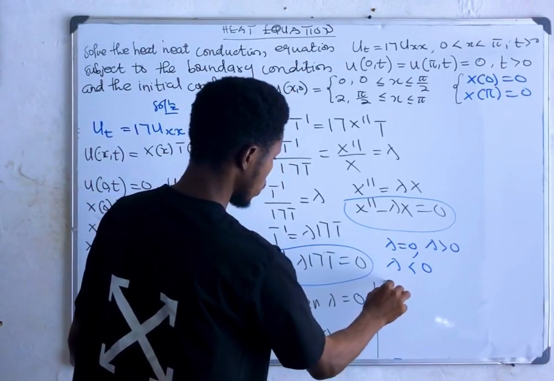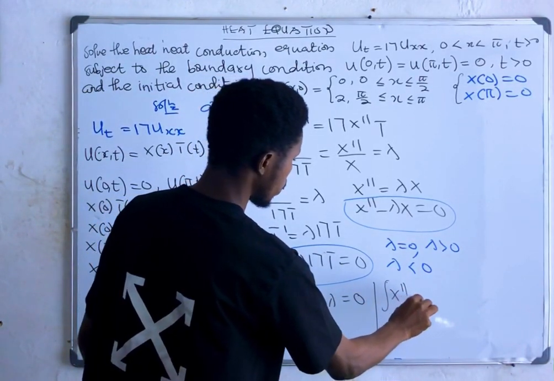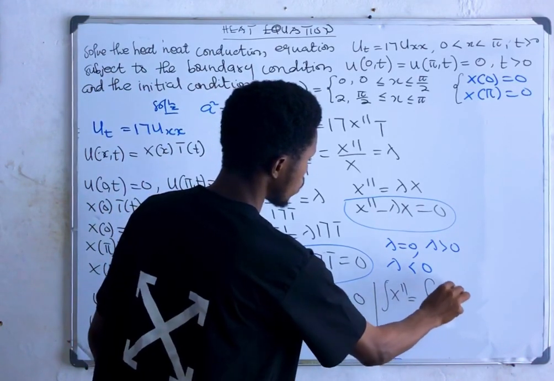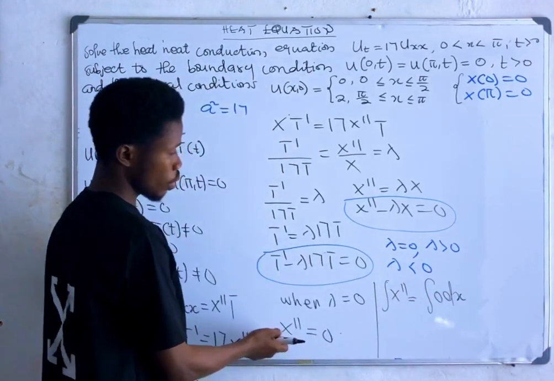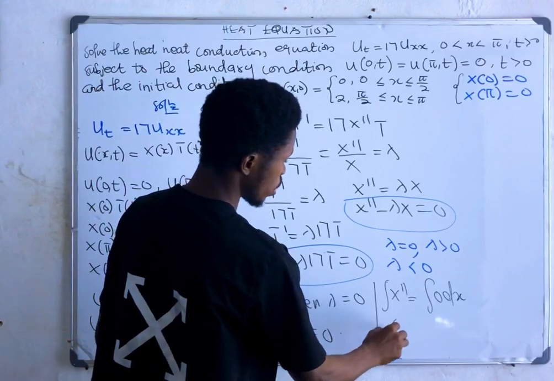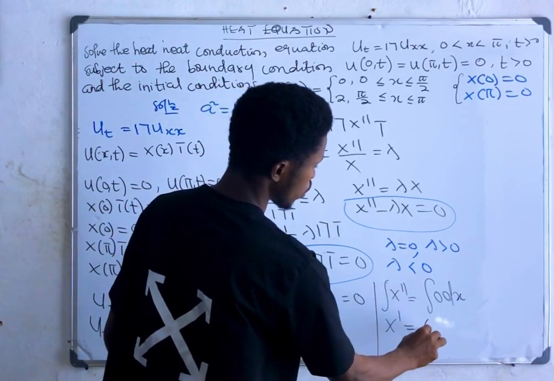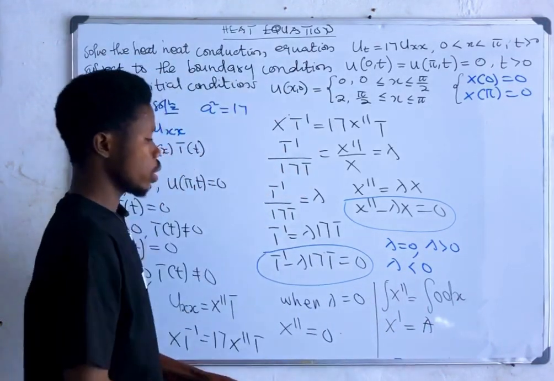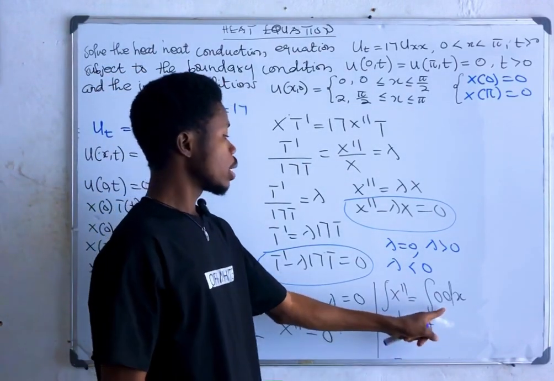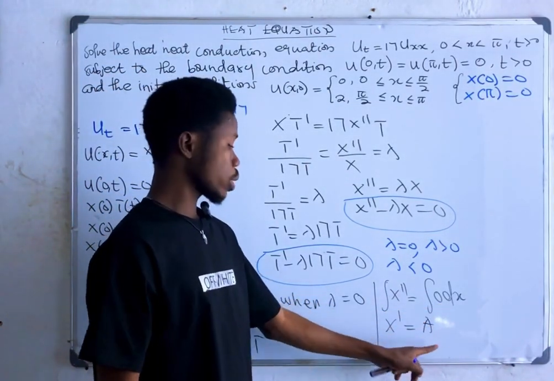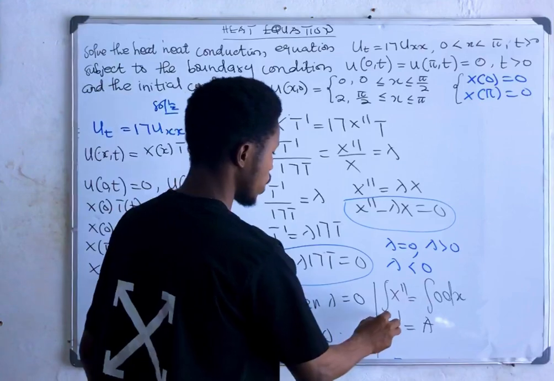So let's do that. x prime prime is equal to the integral of 0 dx. Remember, we are integrating with respect to x. So here will be x prime equals a. You know, the a is what? Constant. If you integrate 0, you get 0 plus the constant, which I'm using a to represent.